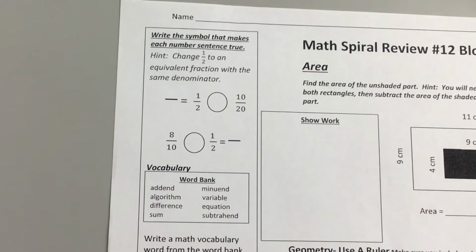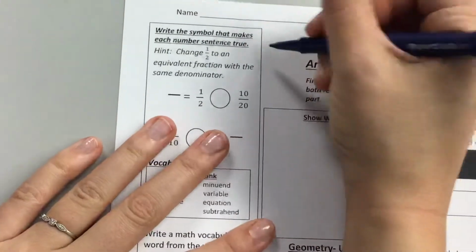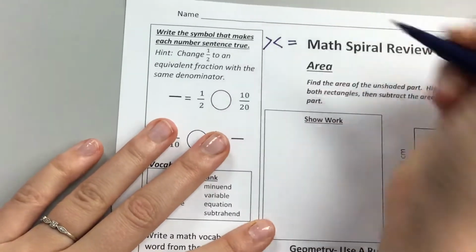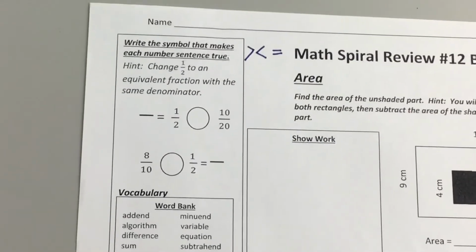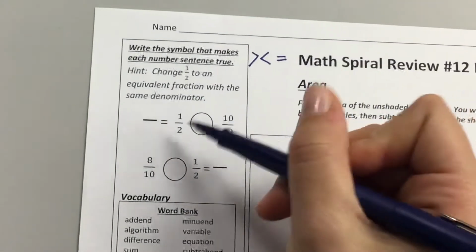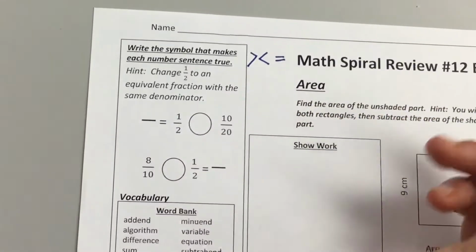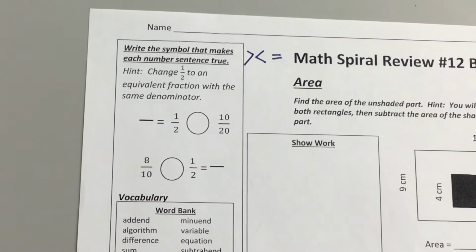And we have a hint here, which is changing a half to an equivalent fraction with the same denominator. Okay? So what are our symbols? We can either have greater than, less than, or equal. Okay? So how would I change this half into a different fraction, and then write a symbol in it? How would I do that?